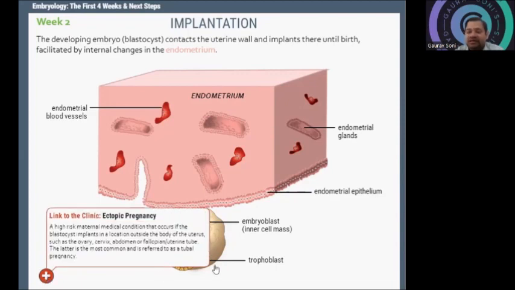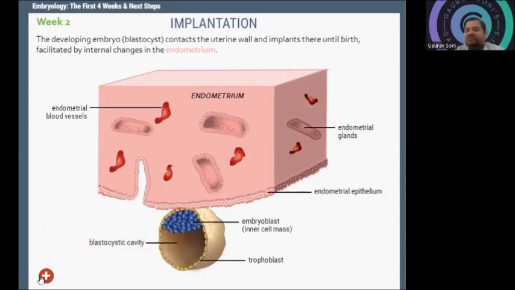A clinical point is ectopic pregnancy, a high-risk maternal medical condition that occurs if the blastocyst implants in a location outside the body of the uterus, such as the ovary, cervix, abdomen, or fallopian tube. The latter is the most common and is referred to as tubal pregnancy. Meaning, if implantation happens anywhere other than the uterine wall, it will cause an ectopic pregnancy, and fallopian tube ectopic pregnancy is the most common, normally called tubal pregnancy.